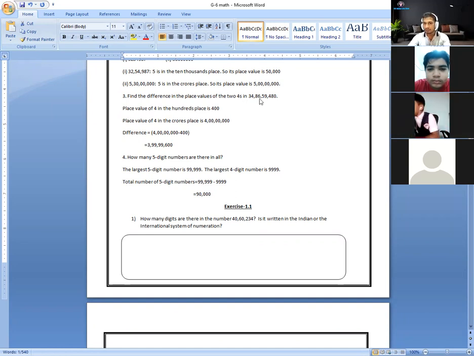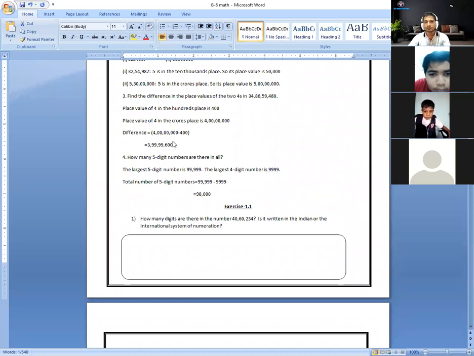Find the difference in place values of the two 4s in 34,86,59,480. The place value of 4 in the hundreds place is 400. After the first 4, how many digits are available here? 1, 2, 3, 4, 5, 6, 7. It's 7, so that 4 is in the 8th digit place, and after it there are 7 digits, so its place value is 4 followed by 7 zeros. So count here: 1, 2, 3, 4, 5, 6, 7. Is it right? Yes.